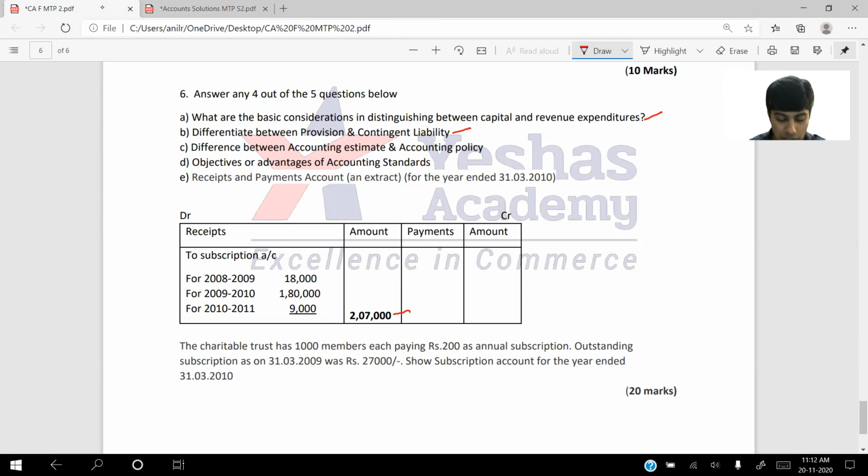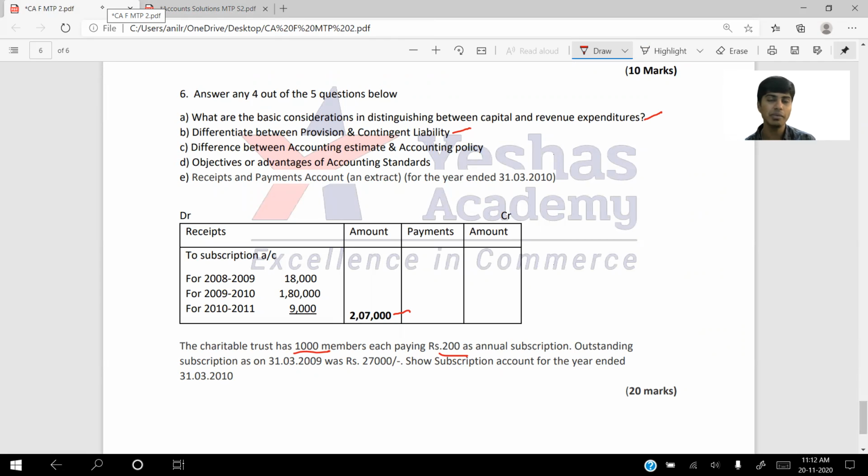The trust had how many members? 1,000 members, each paying 200. So 1,000 members into 200, so my annual income is 2 lakh rupees. 2 lakh rupees is my income, which should appear on the income side of the income and expenditure account. So I'm transferring so much to my income. Income should be credited. Debit should be given to the subscription account. I repeat, income should be credited. Subscription account should be debited.